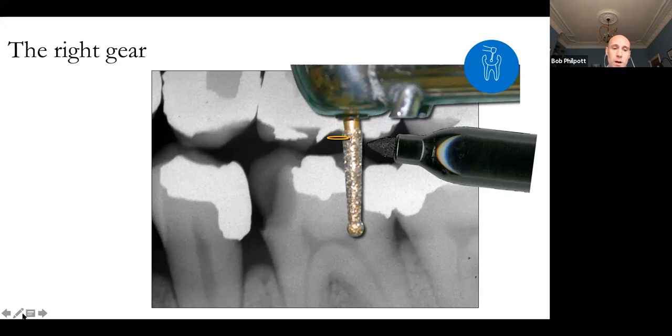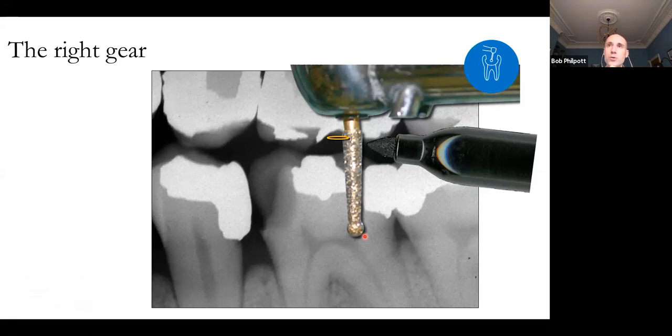But the reason I like a long tapered burr as opposed to a short burr is that I can see what I'm doing. And this is the part I want to see. I want to see what the tip of the burr is doing. I don't want to see a big massive spray of aerosol and water and me being unable to see. It's the tip of the burr that you're looking at, because that's the part that's going to cut the floor of the pulp chamber. That's the part that's going to affect your ability to cut a nice shape to make canals easier to locate later. And so I do want to see that.